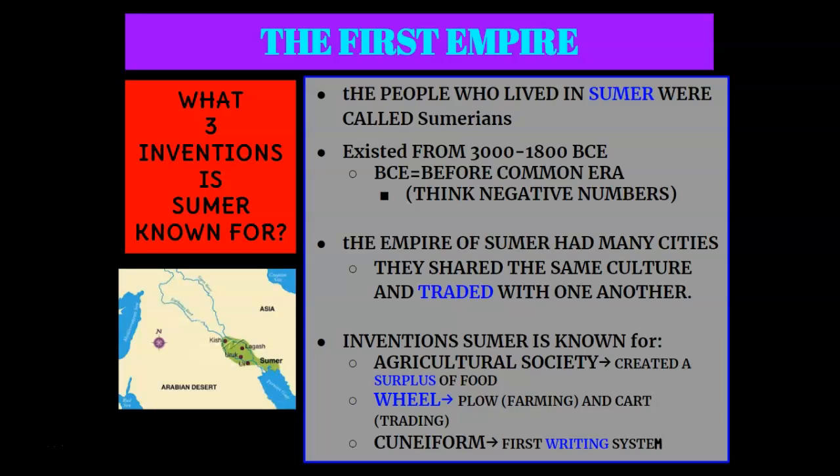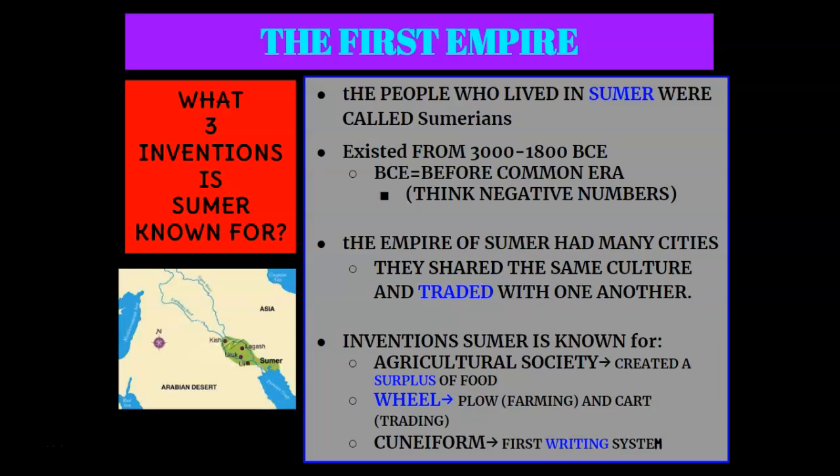Some of the things that Sumer is known for, some of the inventions, was that they were a very agricultural society. Because they were so agricultural and could farm so well, they created a surplus of food. Surplus just means an excess or extra. And if you have extra, you're able to put it into storage and use it when you need it so that you are not constantly farming. So this creates a whole other system of jobs for people to have.